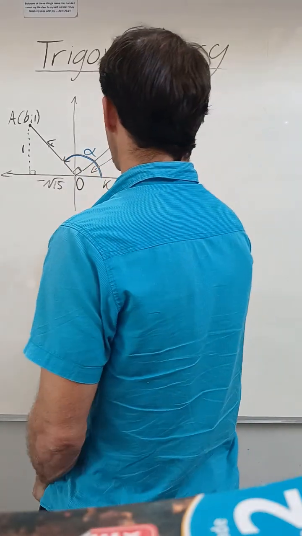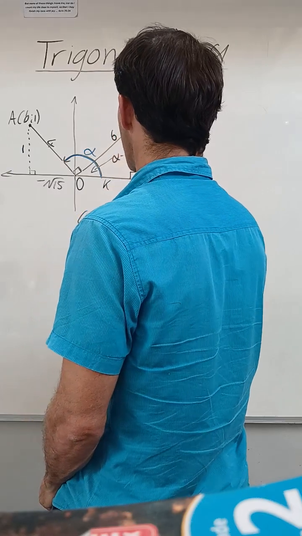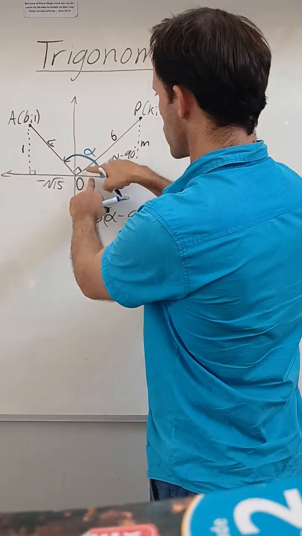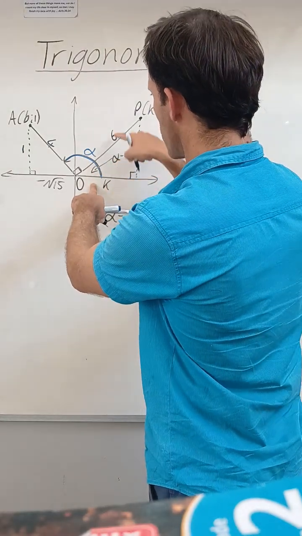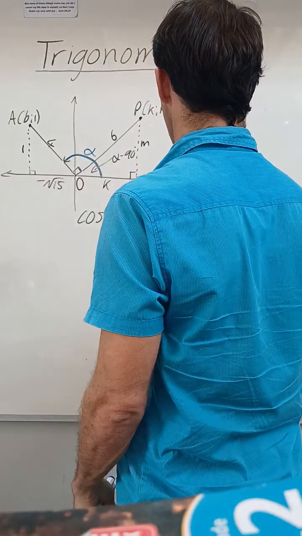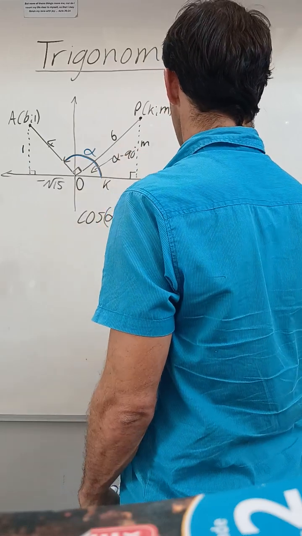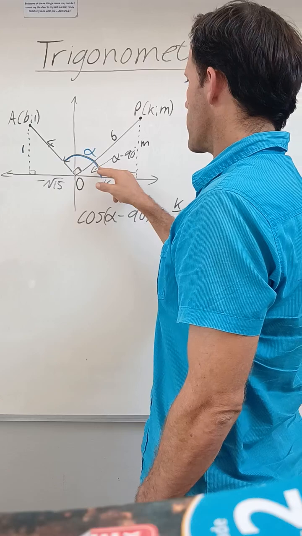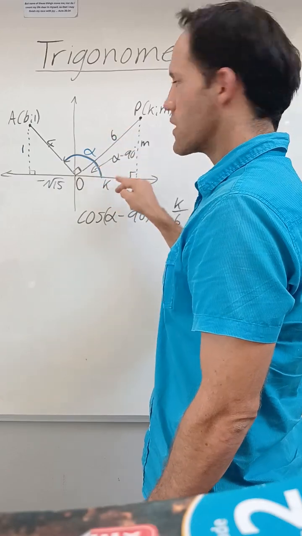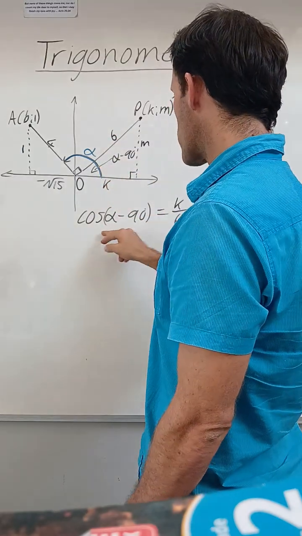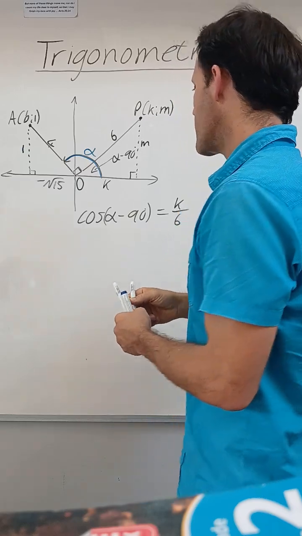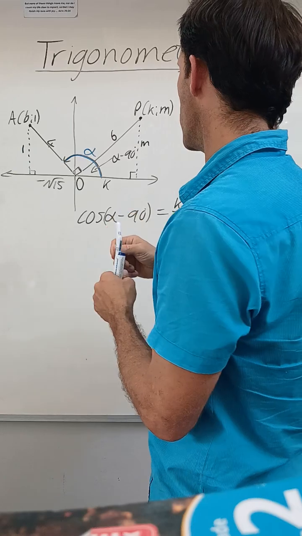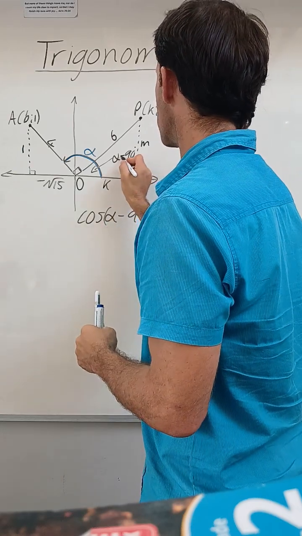So if we want to check cos of alpha minus 90, which means cos of this angle here, it's adjacent over hypotenuse, so that should be k over 6. But let's wait on that and first look at sine now. That's cos alpha minus 90.